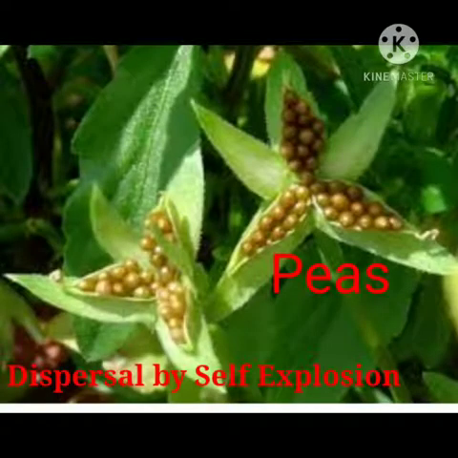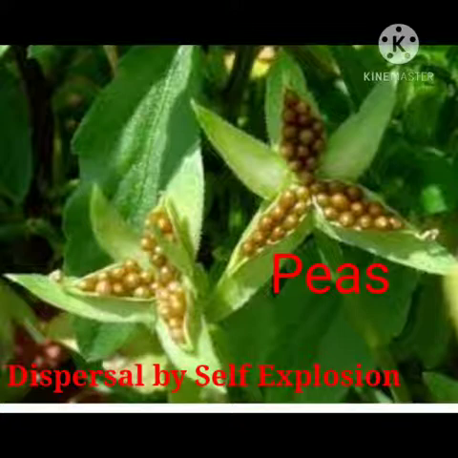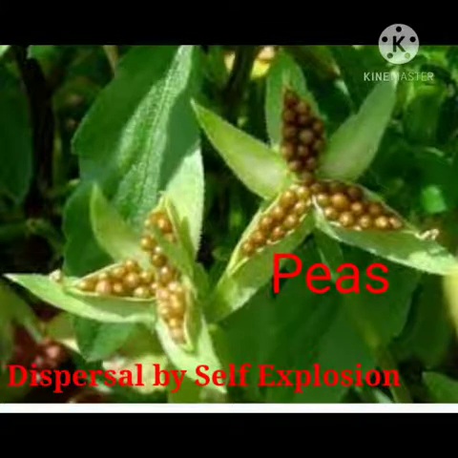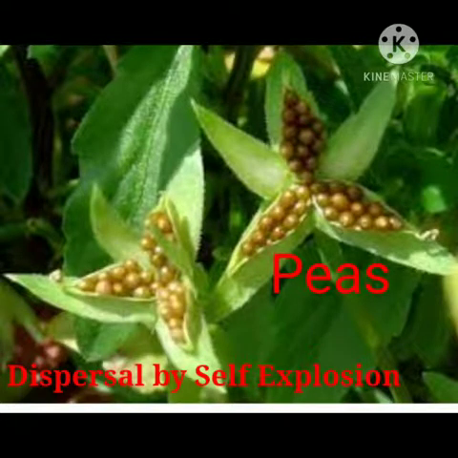Sometimes fruits like peas and balsam burst open forcibly after drying. When they are exposed to the environment, the force with which they burst scatters the seeds in all directions. So this is how seeds are dispersed by different agents. Thank you, students.